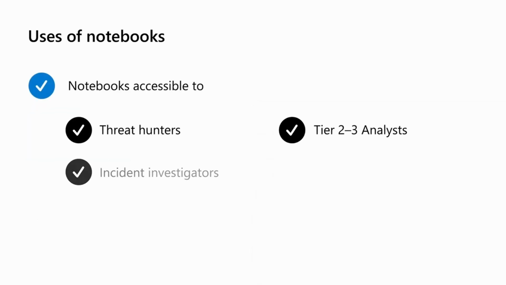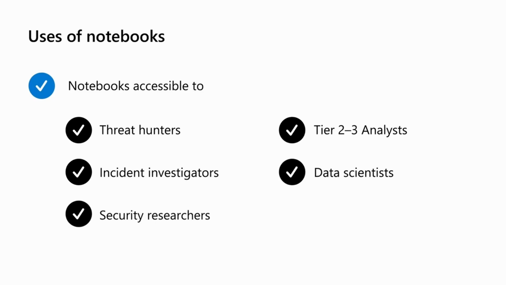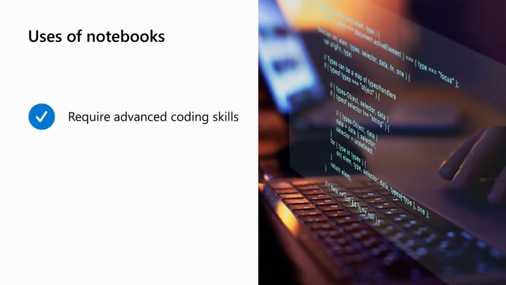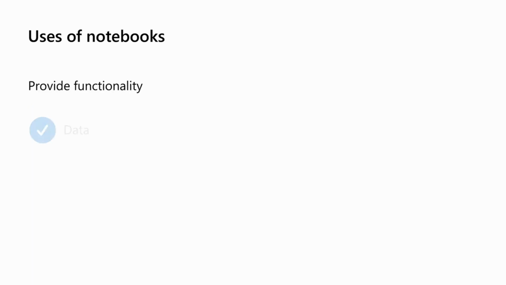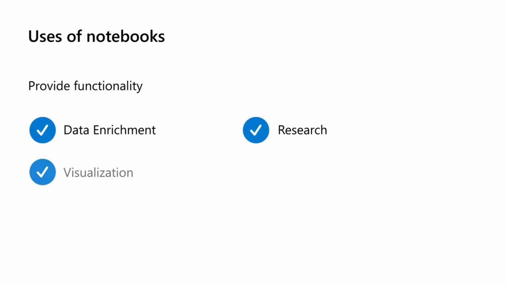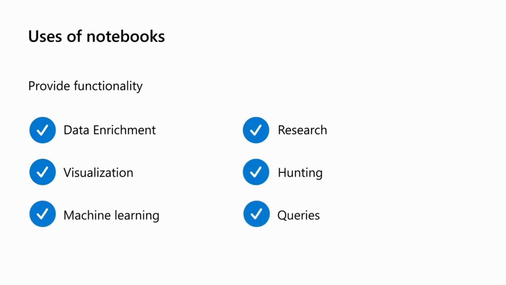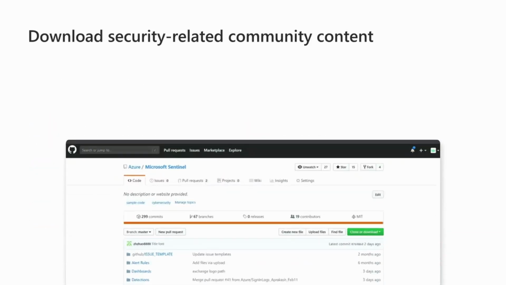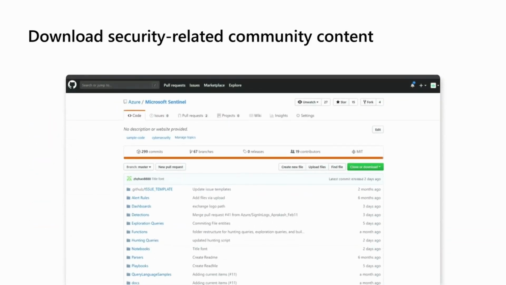Threat hunters, Tier 2 or 3 analysts, incident investigators, data scientists, and security researchers also have notebooks, but they require advanced coding skills and a steeper learning curve. Further, notebooks provide functionality for data enrichment, research, visualization, hunting, machine learning, and queries to both Microsoft Sentinel and external data. Let's now consider how to download security-related community content.